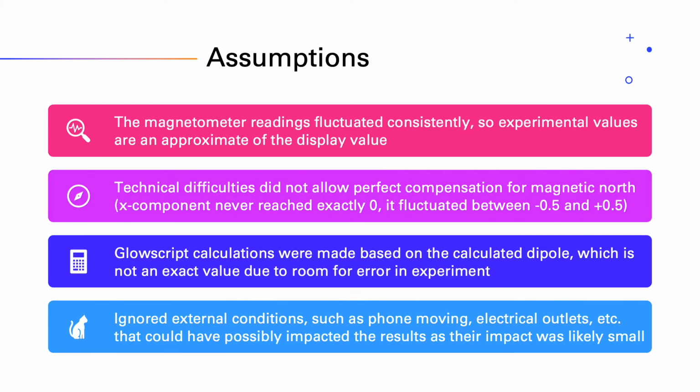So for the assumptions, my magnetometer readings fluctuated a whole lot, so my experimental values are an approximate of the display value. It displayed everything in microteslas, and the decimal component of this was changing constantly and never settled on a value, but for the most part they are right. My technical difficulties didn't allow for perfect compensation for magnetic north either, because my x component usually fluctuated between negative 0.5 and positive 0.5 microteslas, and my GlowScript calculations were made based on the calculated dipole moment, which is not an exact value due to error in the experiment.